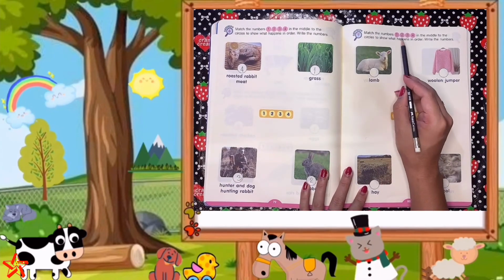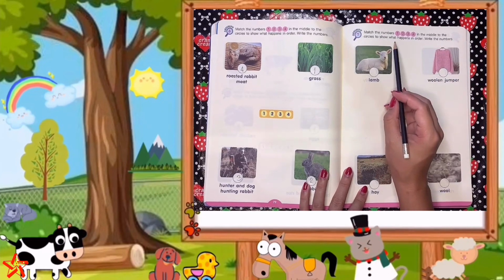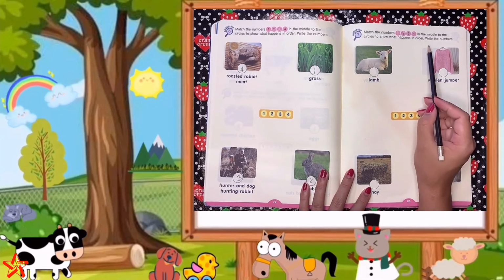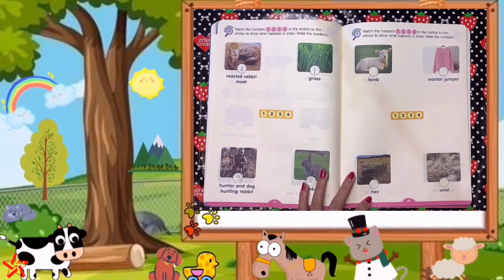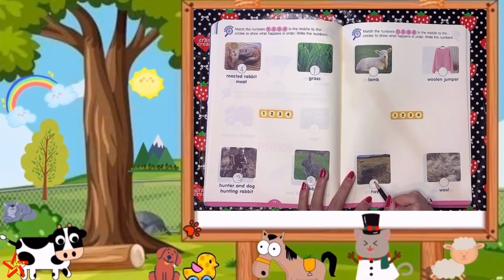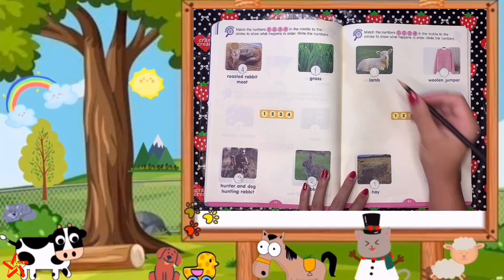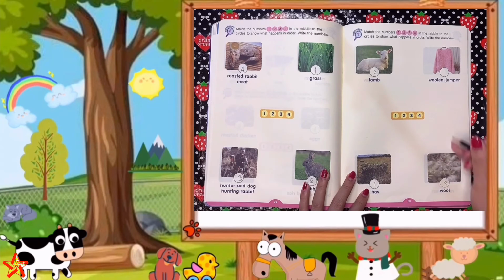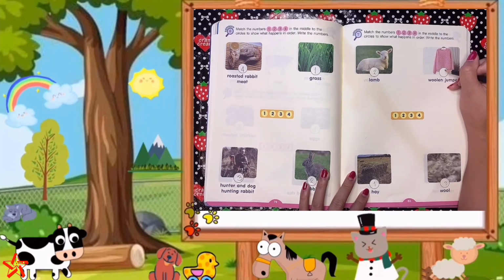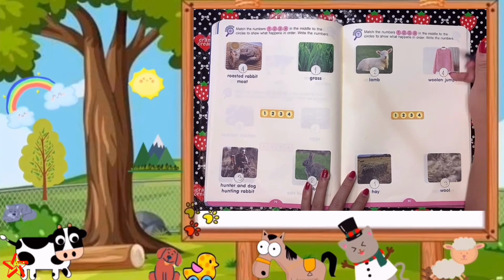Match the numbers 1, 2, 3, 4 in the middle to the circle to show what happens in order. Write the numbers 1, 2, 3, 4. Which one comes first? Of course, the hay. And after the hay, the lamb eats the hay. And then the people get the wool. That's number 3. And then we wear the jumper, or the woolen jumper. So that's number 4.